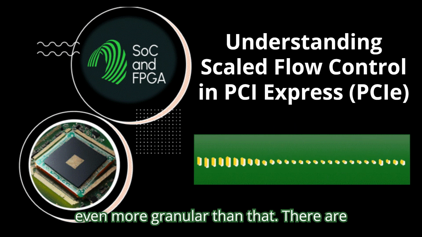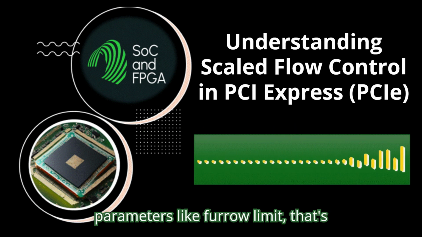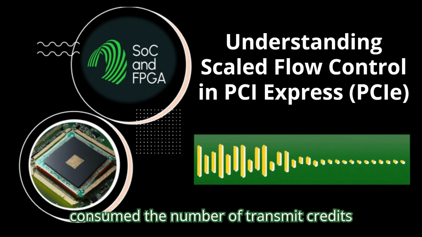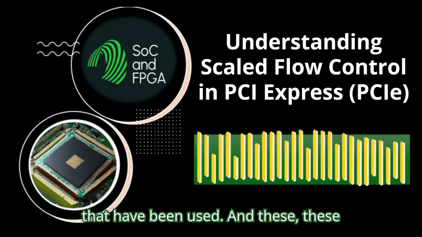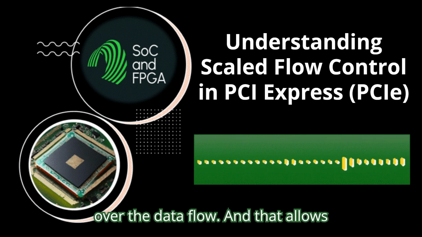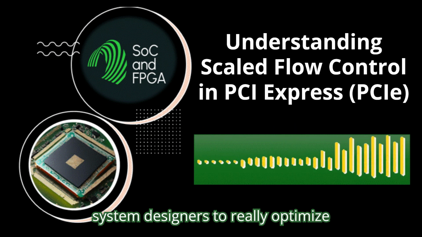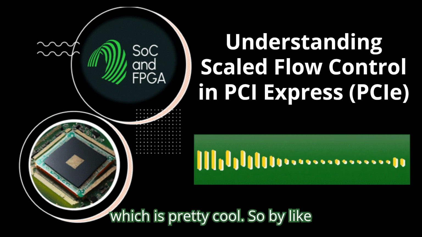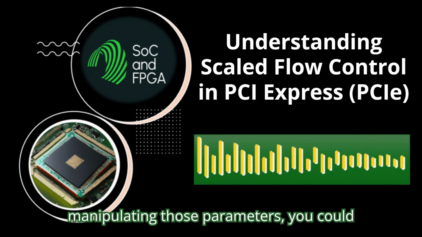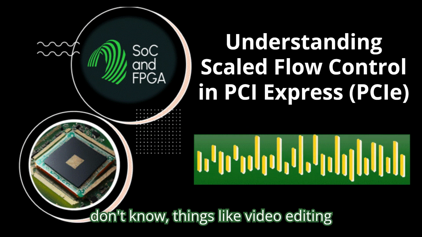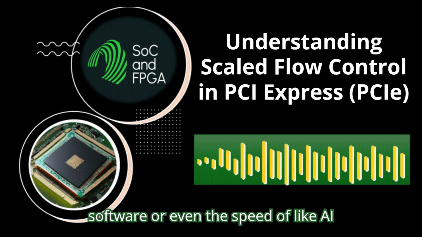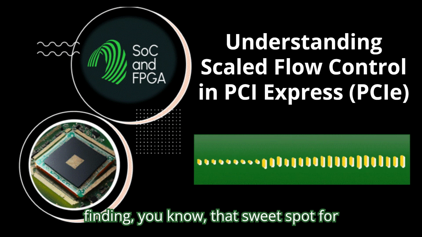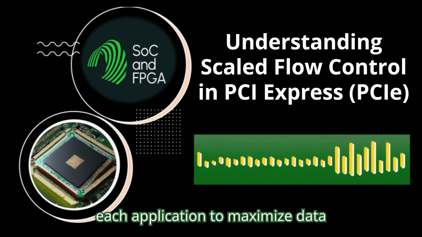Right. And it gets even more granular than that. There are parameters like fc limit, that's the perceived credit limit, and then tx consumed, the number of transmit credits that have been used. And these provide a really fine level of control over the data flow. And that allows system designers to really optimize performance for specific applications, which is pretty cool. So by manipulating those parameters, you could potentially improve the performance of, I don't know, things like video editing software or even the speed of AI calculations? Exactly. It's all about finding that sweet spot for each application to maximize data throughput and efficiency.